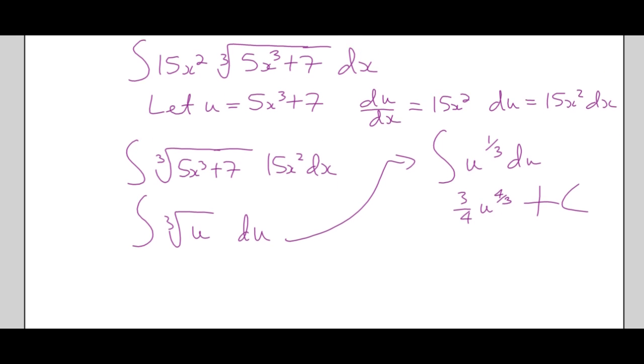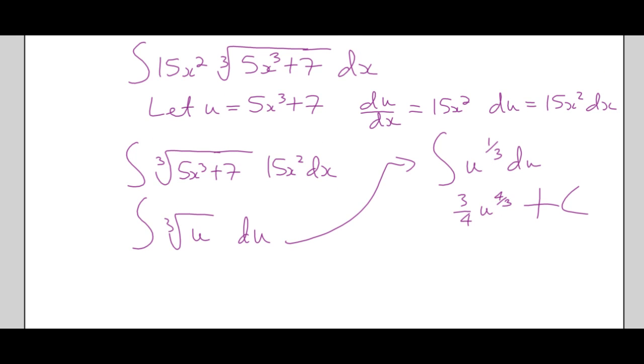And we say, well, but look, the original question did not have a u. The original question had an x. So we'll go back and replace the u with what it is, which is 5x cubed plus 7. So we get 3/4 times (5x cubed plus 7) to the 4/3, plus c.